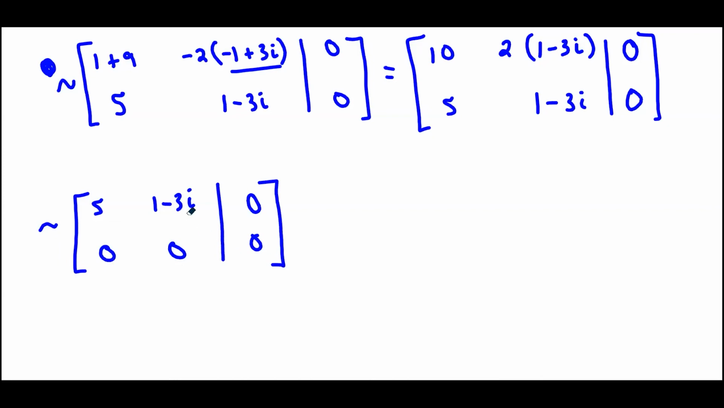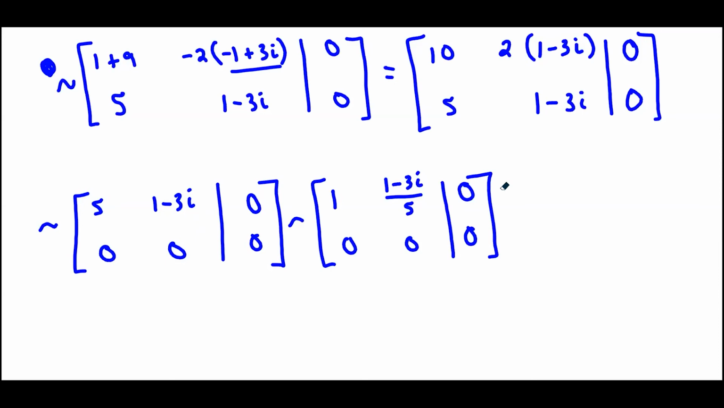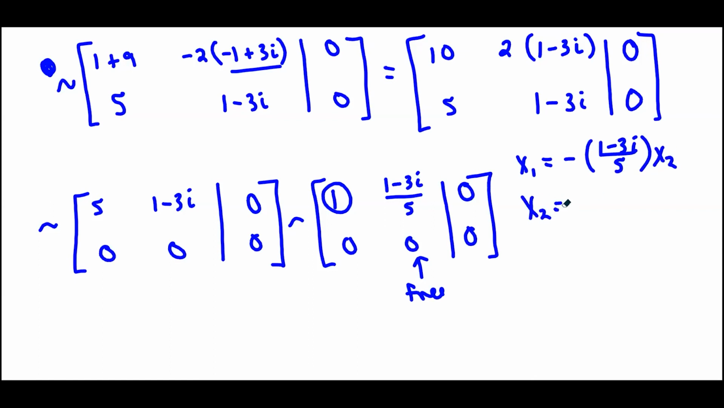So I get 5, 1 minus 3i, 0, and then a row of zeros in the second row. And then let's divide by 5. You might can see that you don't necessarily have to do this step completely all the way out, but I think it might help to see it. Leading 1 in the first column, no leading 1 in the second column, so that means this one's free. So I can say component x1 is the negative of 1 minus 3i divided by 5 times x2. Component x2 is free.